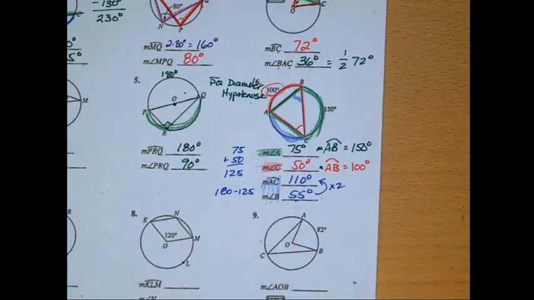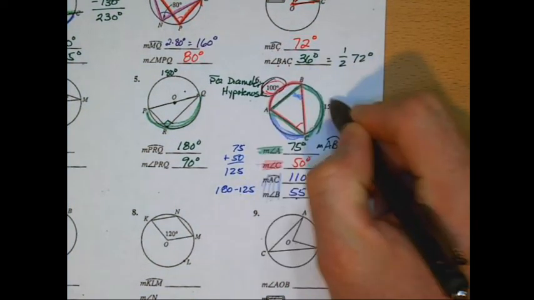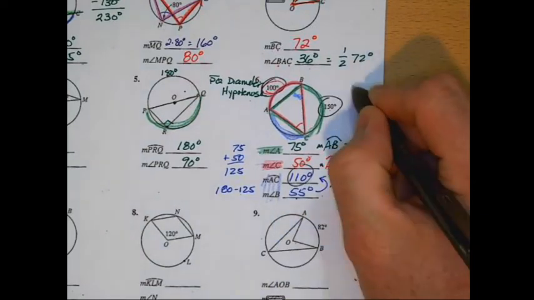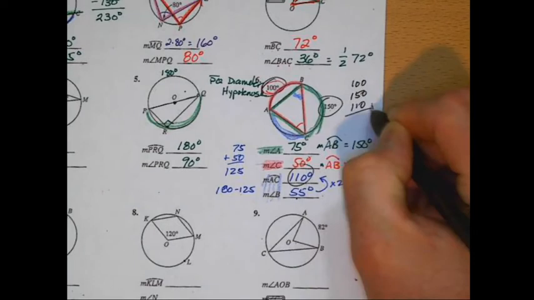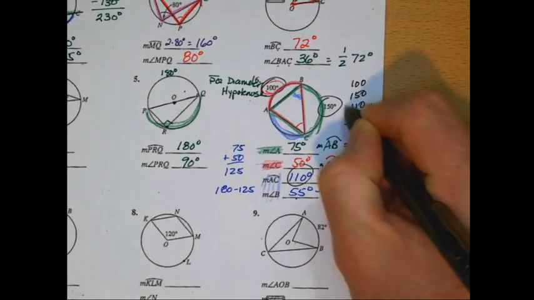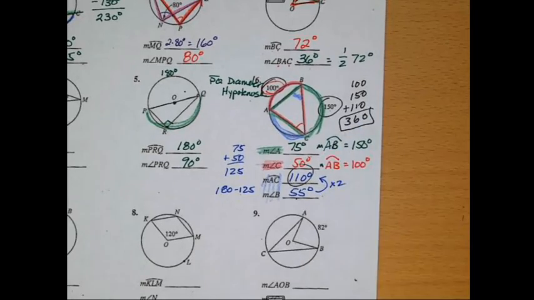Now, let's take a look at it another way. If I look at the arcs around, if I look at 100, 150, and 110, they must add up to 360, because that's the whole full circle. Okay? Get the idea?